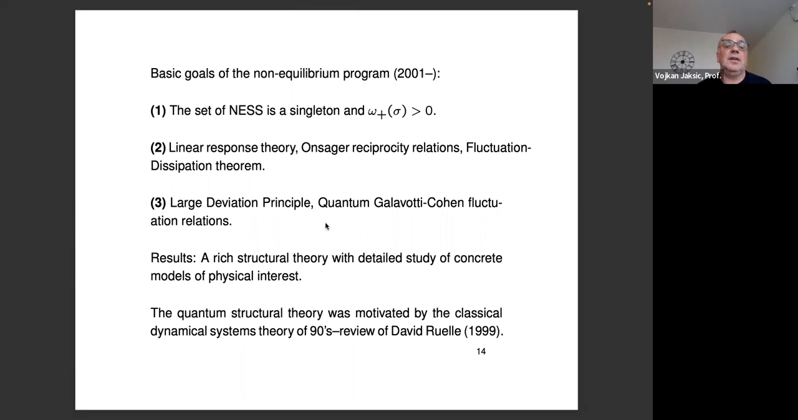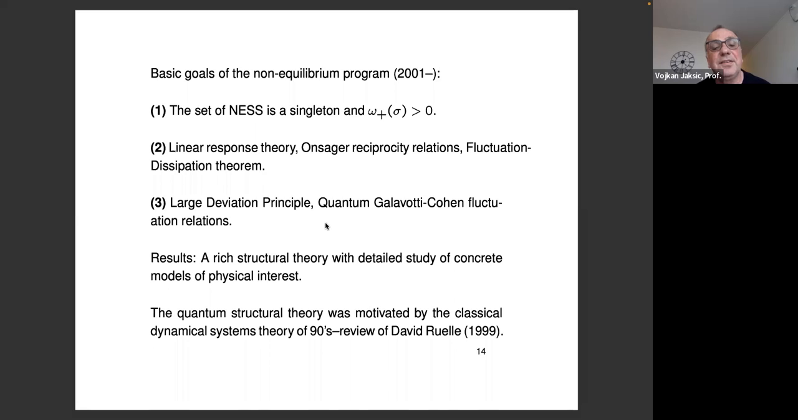So first, one would like to have theoretical structural results. When is the non-equilibrium steady state a singleton? And when does one have a strictly positive entropy production? When are there really flows flowing through the system? The second question one would like to ask after the first one is answered is whether linear response theory holds, whether we have Onsager reciprocity relations for the heat flows, whether the fluctuation-dissipation theorem holds. And then one would like to go further. One would like to study a large deviation principle for the convergence to the entropy production, and one would like to understand the quantum analog of the Gallavotti-Cohen fluctuation relations.